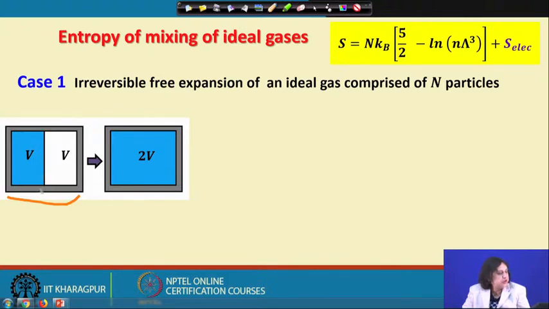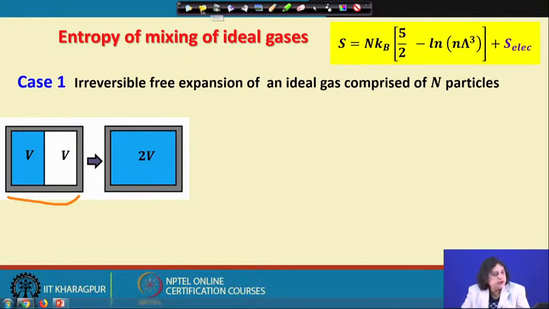So, we are basically looking at the situation where my initial system is something like this. I have a partition separating the entire volume into two equal volumes, V on this side and V on the other side, and this part is evacuated. If I now withdraw this partition, the gas will undergo a free expansion, which is an irreversible expansion, and the final volume of the gas is going to be 2V.